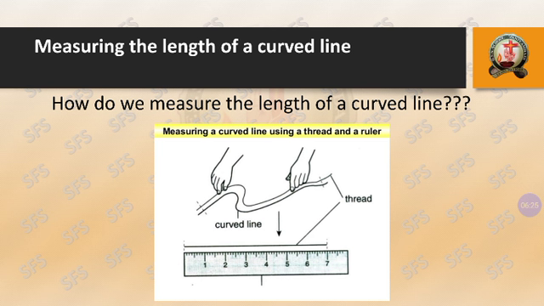So we cannot directly keep the meter scale and say, okay, this is 10 centimeter in length or 15 centimeter in length, etc. So in that situation, what we need to do is use a thread and mark different points where the edges are getting turned. Wherever there is a turning, we need to mark that particular area and then finally measure using a meter scale.